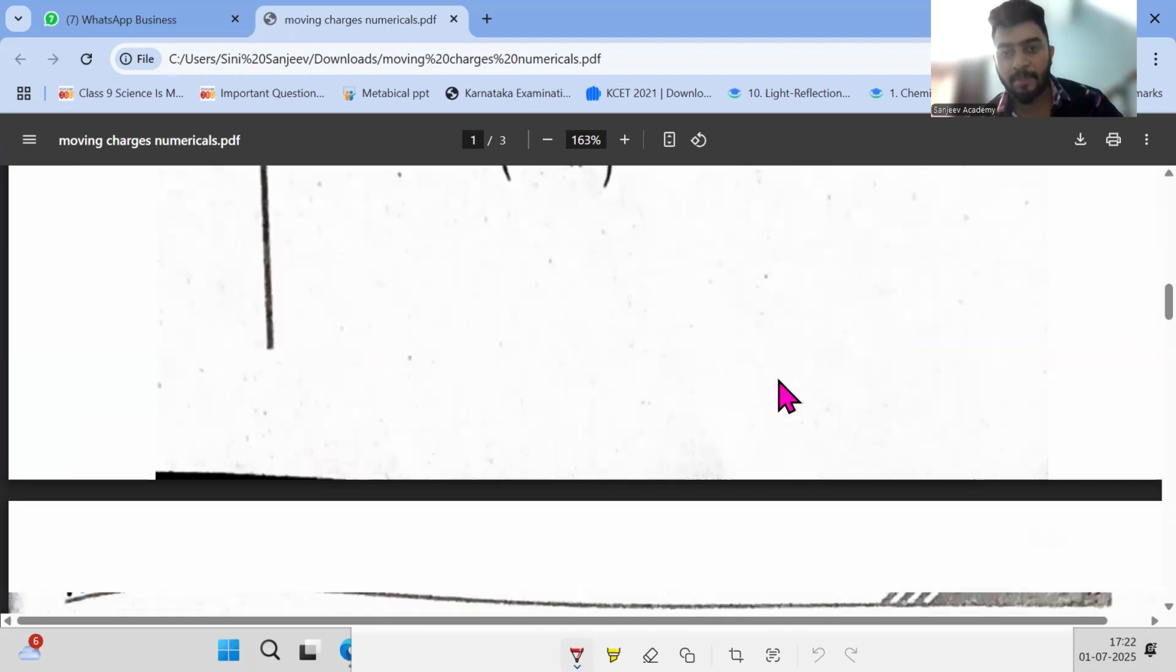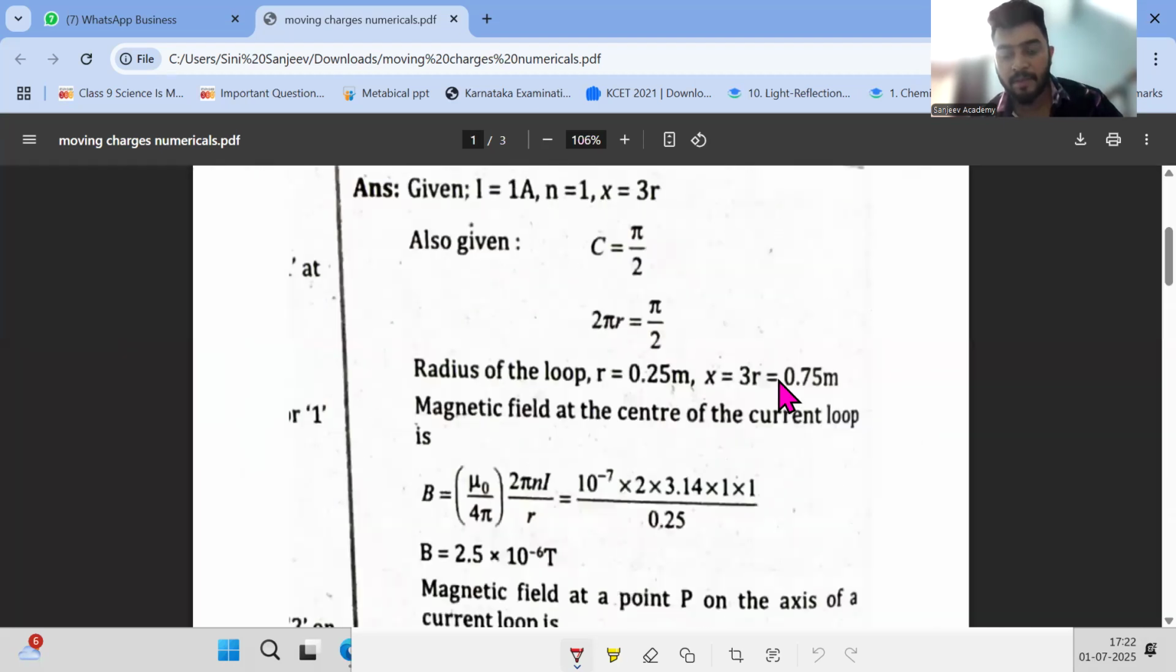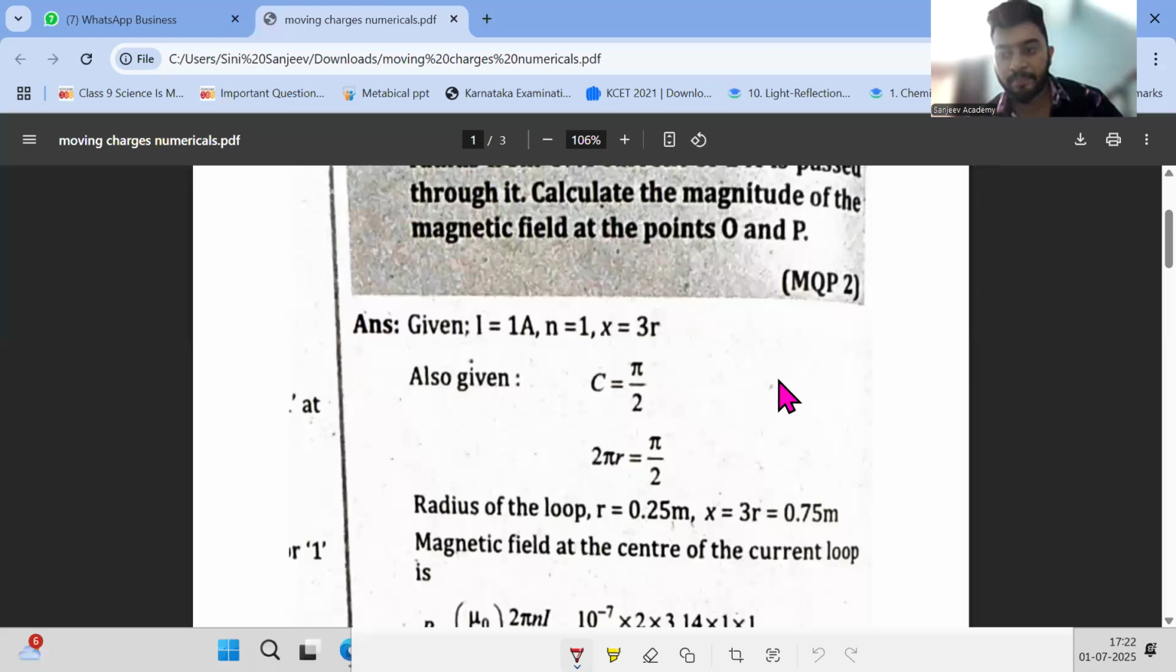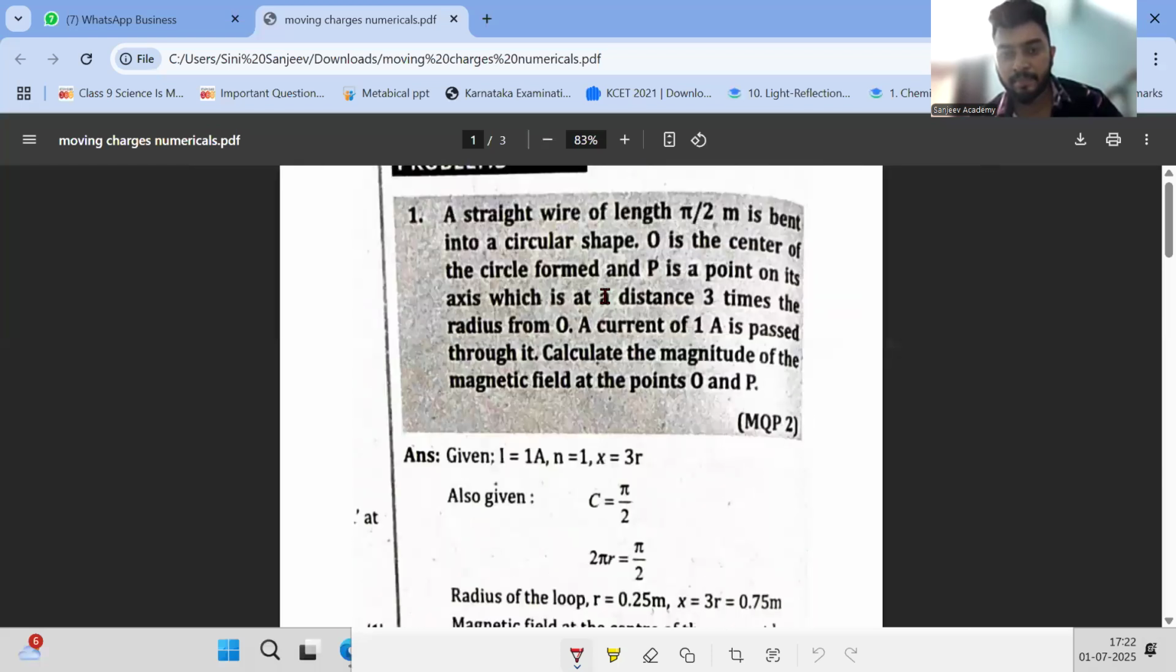Now let me come back to the first question. A straight wire of length pi by 2 is bent in a circular shape. Then they ask us to find the magnitude. Whenever we are having magnitude, it is root of square of something.